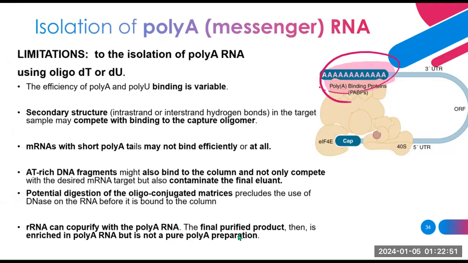So it will result in a final purified product, however, enriched in poly-A, but not a pure poly-A preparation. So those are the limitations that can be encountered when isolating poly-A RNA using oligo-dT or dU.